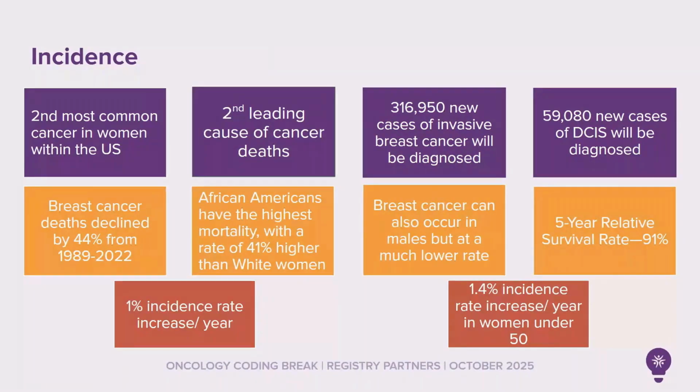Triple-negative and inflammatory breast cancers do have different survival rates. Overall, incidence rates have increased by 1% per year. However, the increase per year in women under 50 is 1.4%.